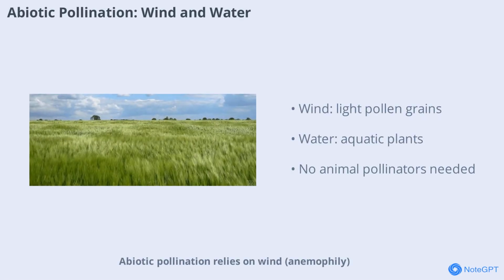Abiotic pollination relies on wind, anemophily, and water, hydrophily, to transfer pollen. In anemophily, lightweight and non-sticky pollen grains are carried by the wind to feathery stigmas, as seen in plants like coconut and date palms. Hydrophily, on the other hand, involves pollen transfer through water, common in aquatic plants such as Vallisneria and Hydrilla. These methods are efficient in specific environments, allowing plants to reproduce without the need for animal pollinators.